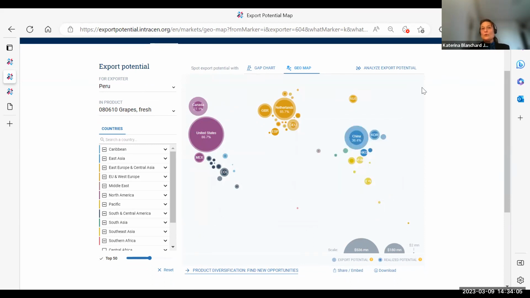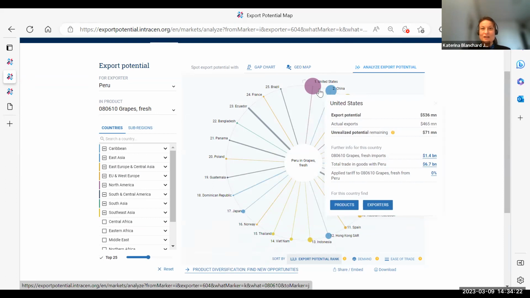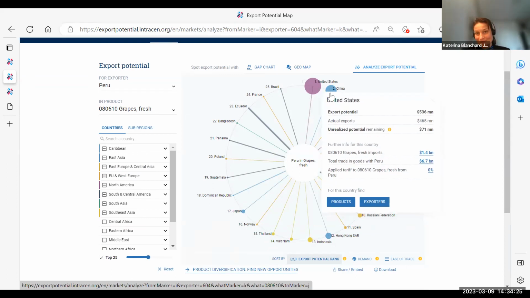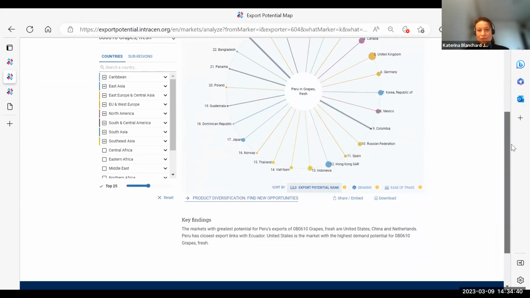We can also go a step further and analyze the export potential. We can disaggregate the export potential into its subcomponents. So we have the supply at the core. We have demand here. The demand for the product at the target market corresponds to the size of the bubble. And the ease of trade is illustrated through this line. The thicker the line, the easier the trade. Again, we will find the description here at the bottom.